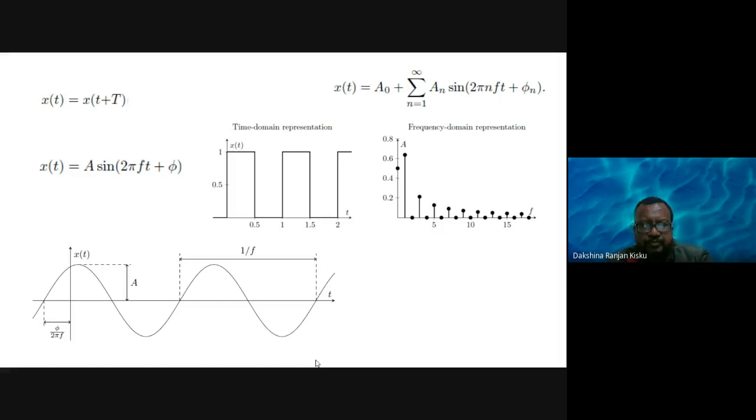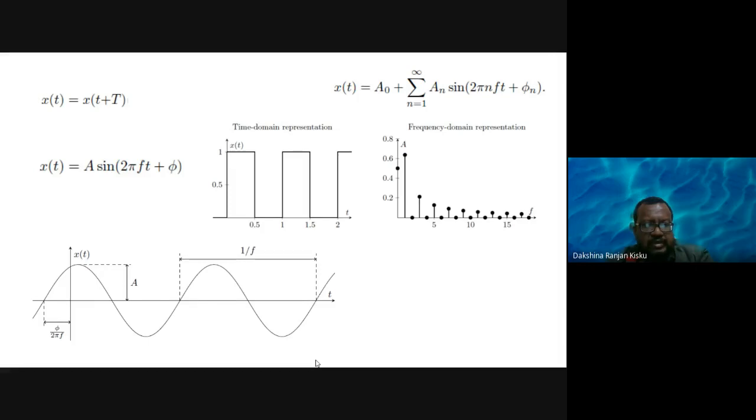Okay. Now, if we consider the concept of a signal, the signal can mathematically be represented by a function. That function is called x(t). So here t is the time, so a signal is basically represented by a function called x(t) in terms of time.